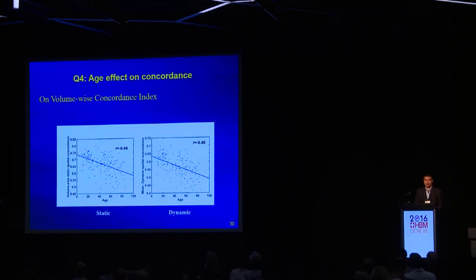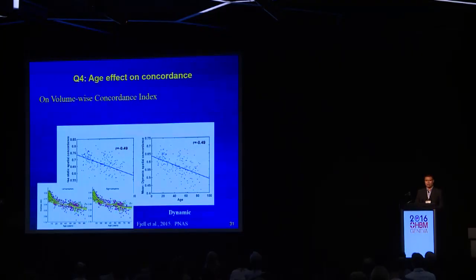Some people suggested that with aging, the brain is less connected, so this disconnection may be related to the concordance decrease. Or some studies suggested that across the lifespan, whether during development or during aging, the cortical thickness always decreases as age increases. So probably with the cortical thickness decrease, there are fewer functional units, and that will decrease the concordance.